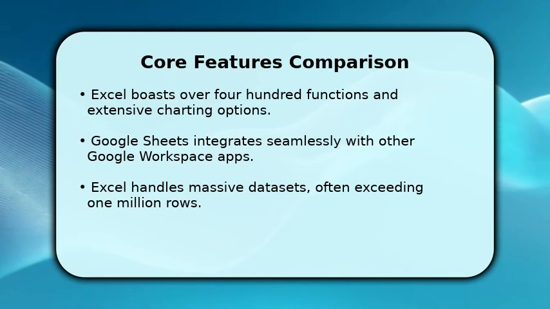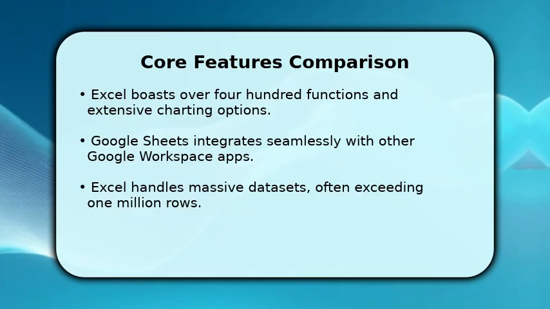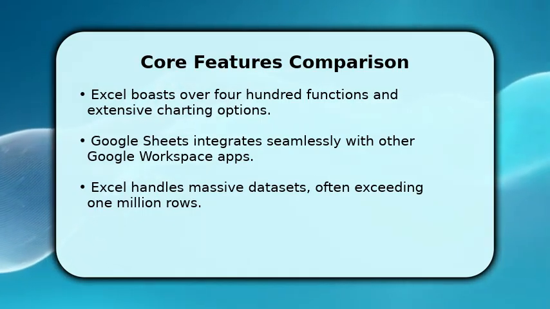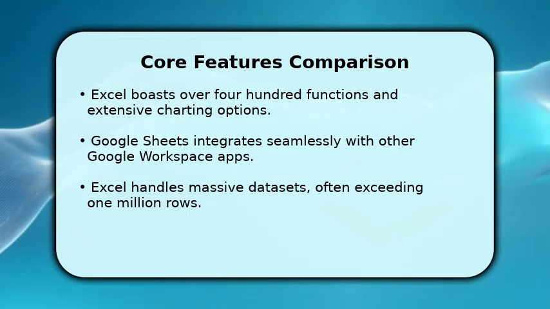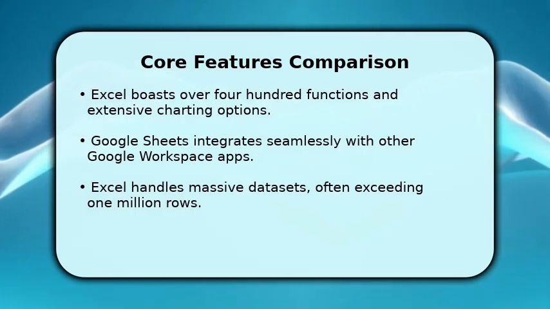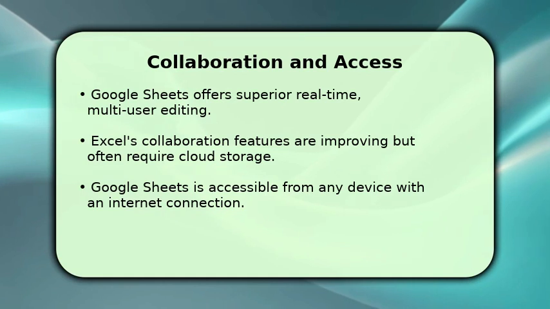When it comes to features, Excel often takes the lead with its vast array of advanced functions, including powerful pivot tables and complex macros. It's designed for heavy-duty data manipulation and analysis, capable of processing millions of rows of data. Google Sheets, while also robust, focuses on accessibility and real-time collaboration. It offers a strong set of essential functions and excellent integration with the Google ecosystem, making it ideal for shared projects.